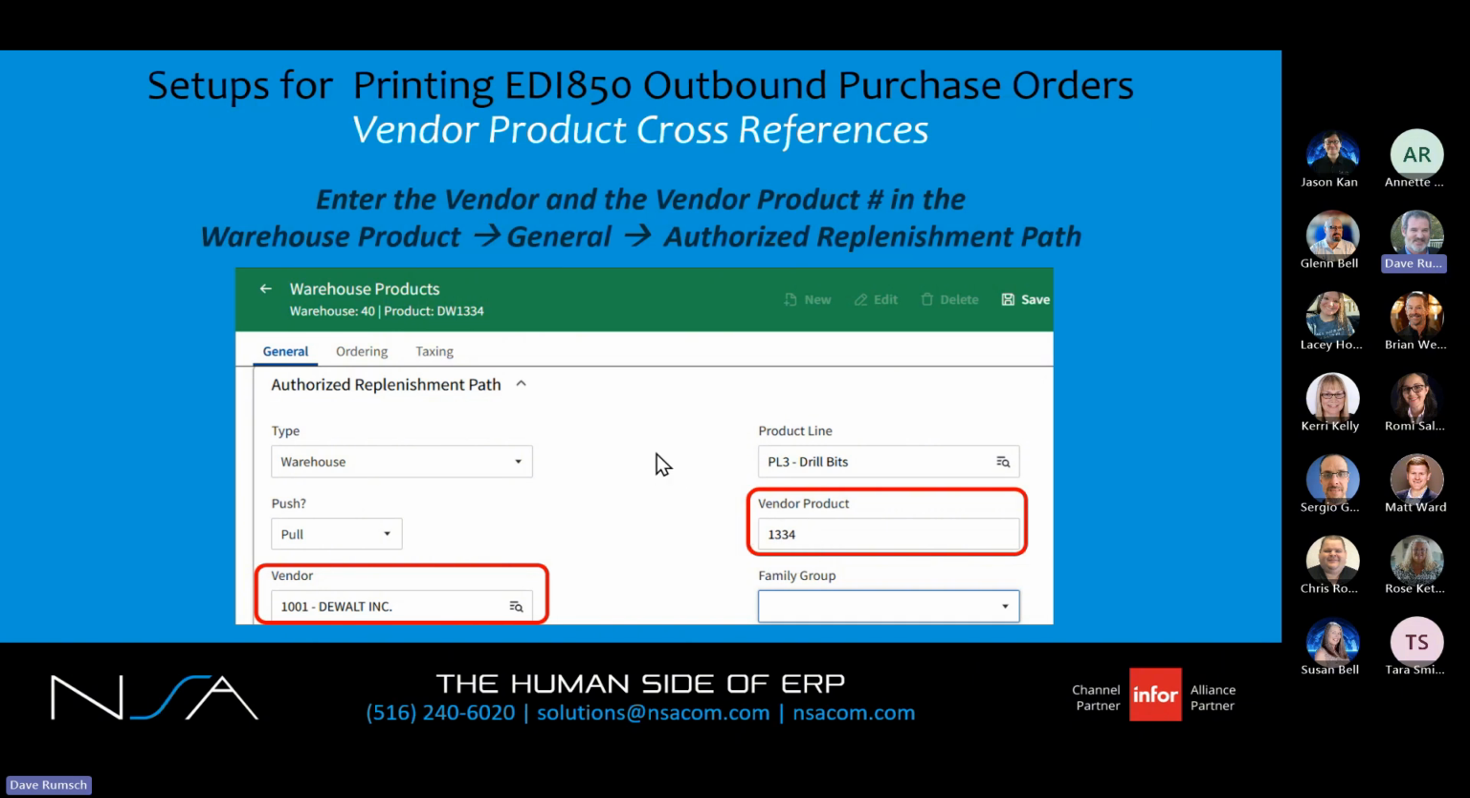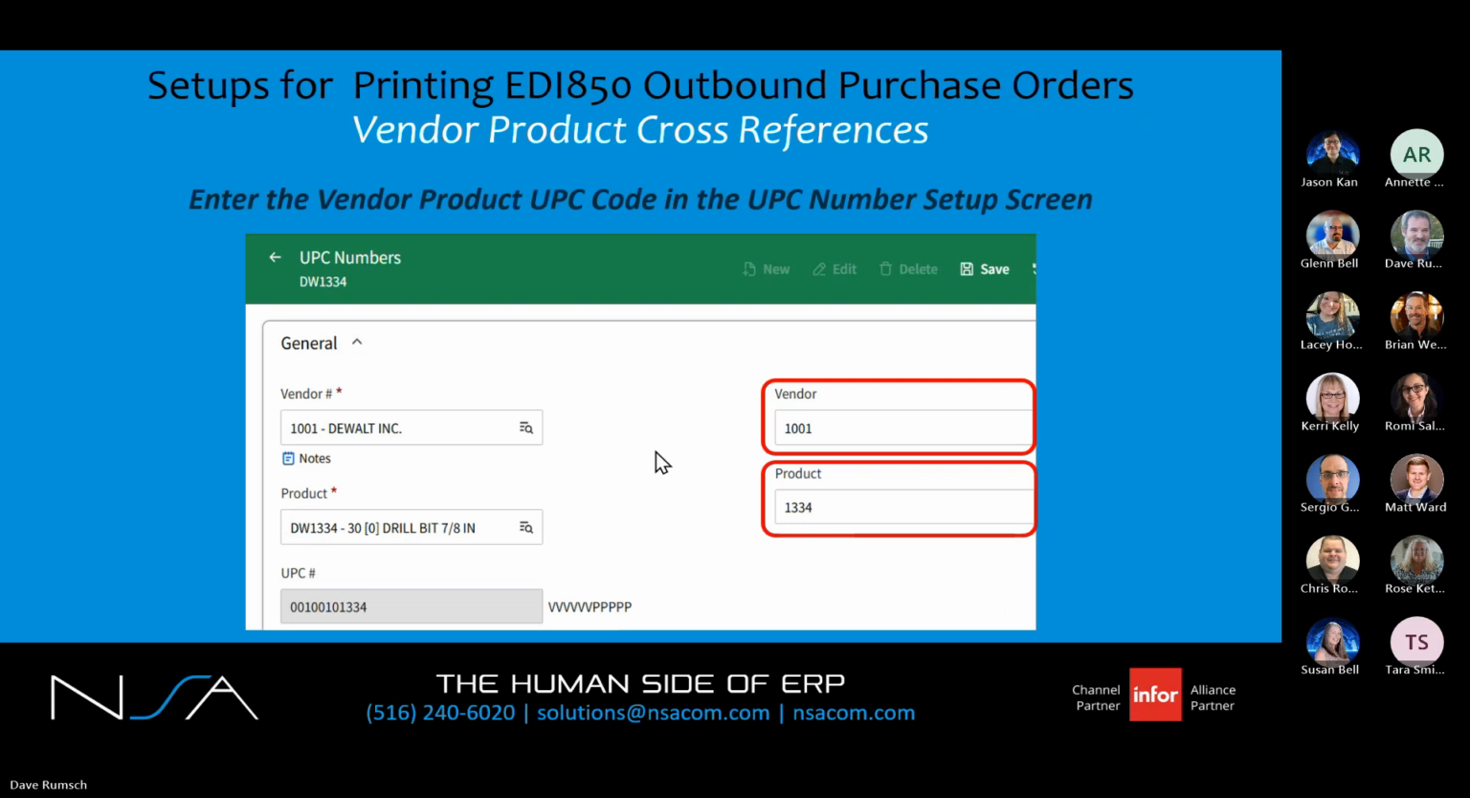1334 is the DeWalt product number. Additionally, you can set up UPC numbers, which might be used by vendors as well. Now in the software, I've identified the first 6 characters as the vendor and the last 5 as the product. That's pretty common in our software, and some vendors use this and can provide those, and they can be set up as well. So you'll go into the UPC number setup, and in there you'll specify the vendor, the product, and here the vendor number and product is entered, and you'll notice 6 and 5.